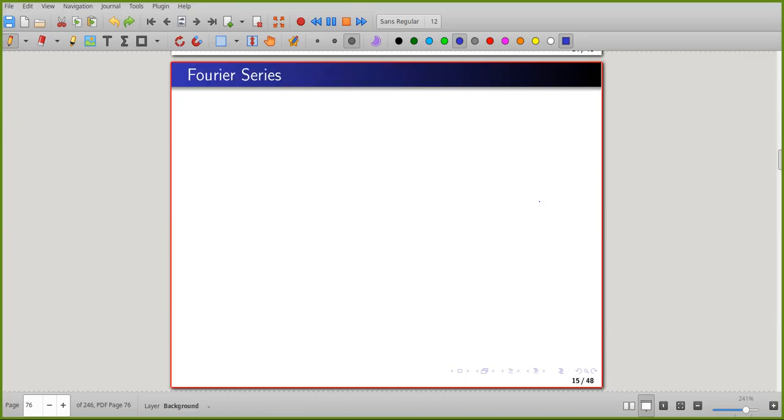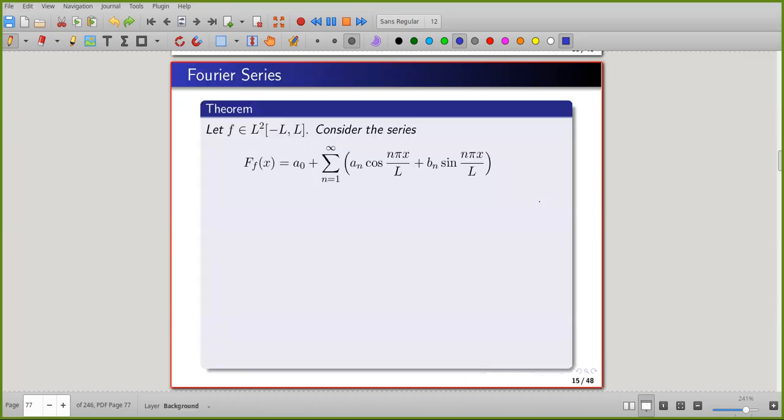Okay, so let's go ahead. So Fourier series. This is our first theorem. This is something which we are familiar with, or we have seen similar theorems before. We pick any function f in L2 of minus L comma L, and out of this f, we cook up a series.